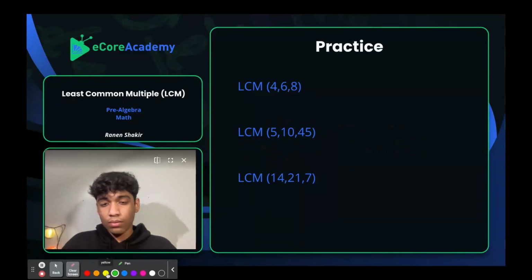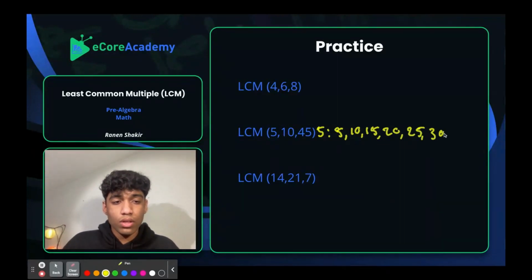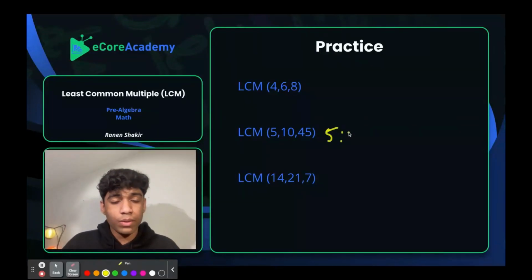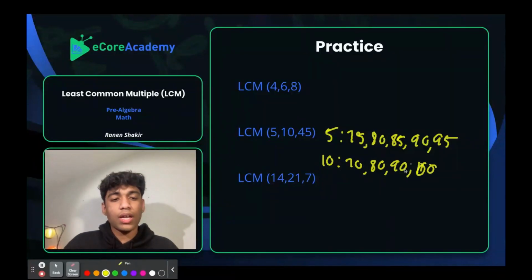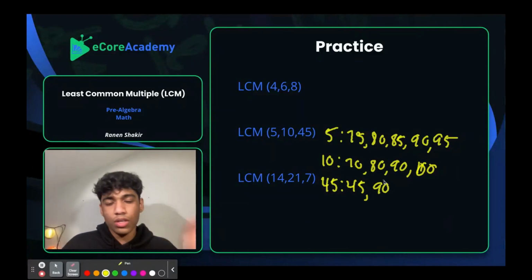If we really wanted to, we could write it out. I'll write it out real quick. So if we have 5, we'll have 75, 80, 85, 90, 95. And if we have 10, we'll have 70, 80, 90, 100. Again, I'm just starting from a later number, so I don't have to write out a million multiples. If we have 45, we have 45, and then 90.